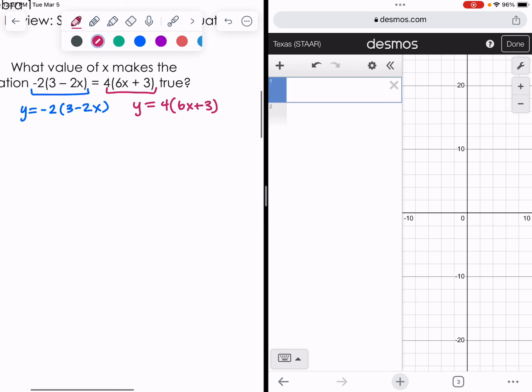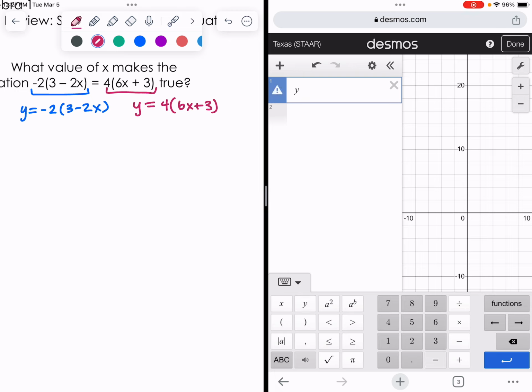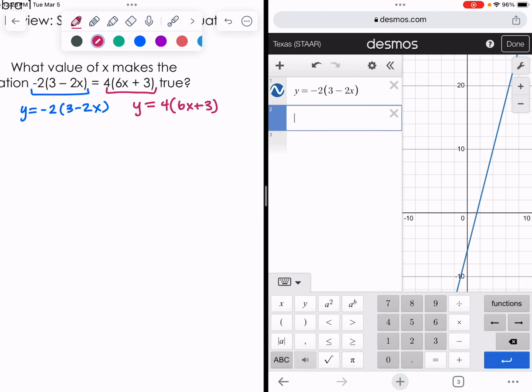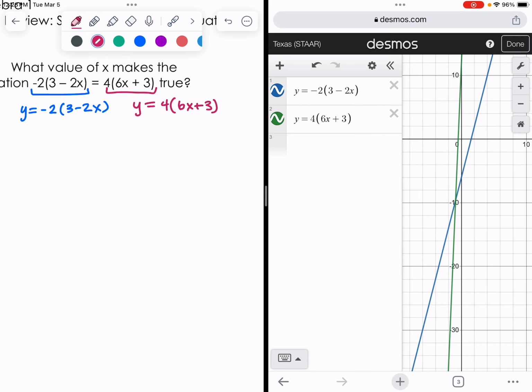And then you're going to do y equals the right side. And I always use y and x for this. So y equals -2, and then 3 minus 2x. And then go to a new line and type the other one. Okay, and so where they intersect is the solution, and we only care about the x value for this. That's why I only use x and y, so you know which one is your solution. So x equals -0.9 is our solution.